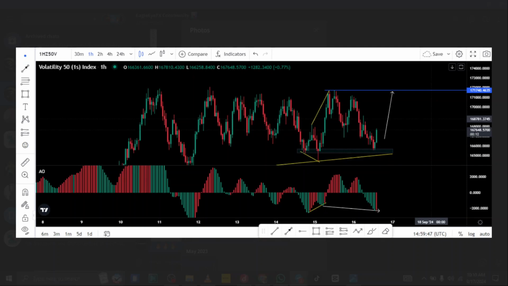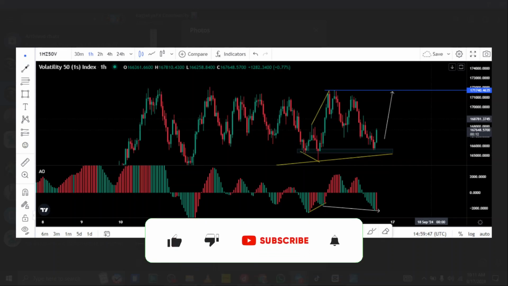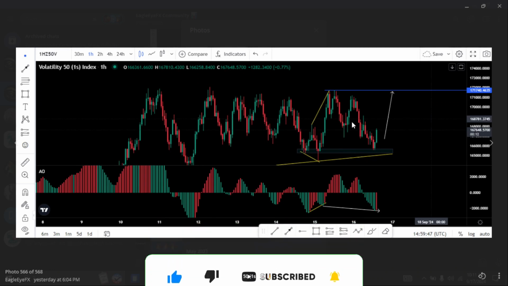So guys, I just want to show you an example of a buy setup trade that I took yesterday. If you've watched my previous video, I was teaching you guys how to trade a buy QM setup, and you can see here, Volatility 51s, I actually had a buy QM setup, right?